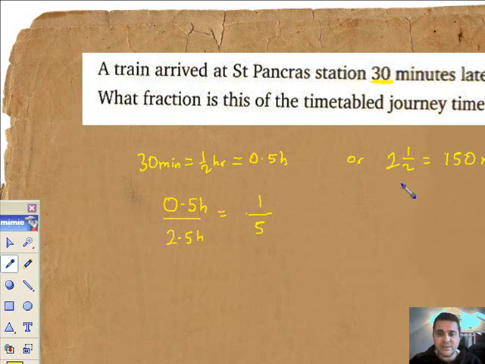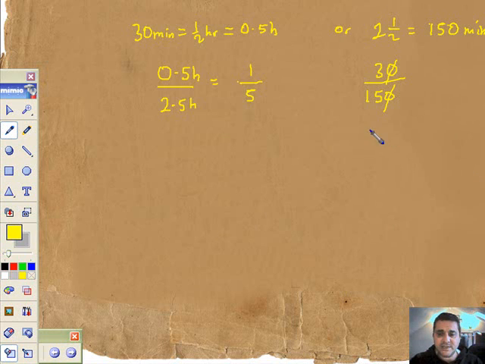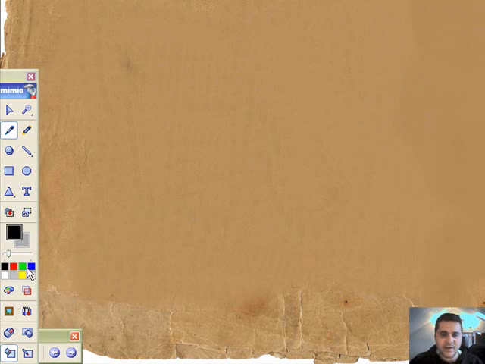Now, next one, I could do it using minutes. So here I've got 30 minutes divided by 150 minutes, and there's your 2.5 hours. And this is even easier. Look, cancel down the zeros, then I can say 3 goes into itself once, 3 goes into 15 5 times, answer still a fifth, and you can just pick the method that you fancy yourself. Alright, next one, lovely little question, very nice.